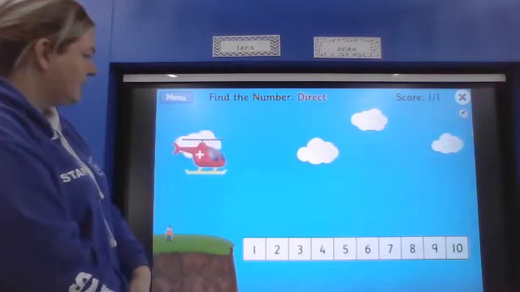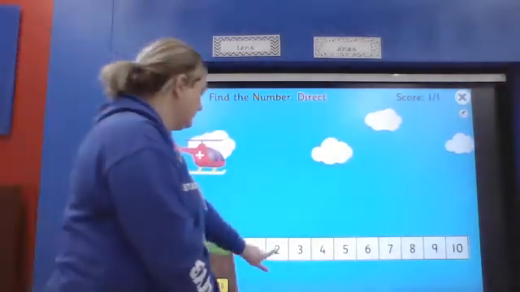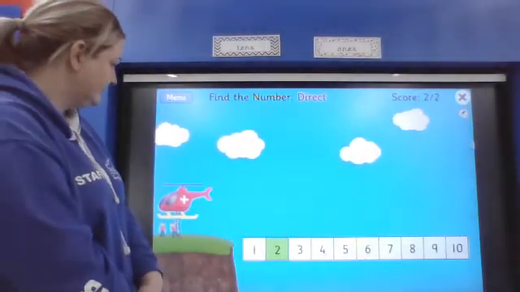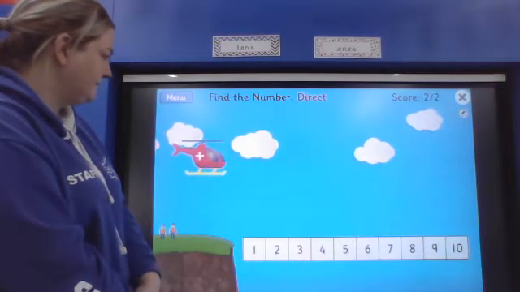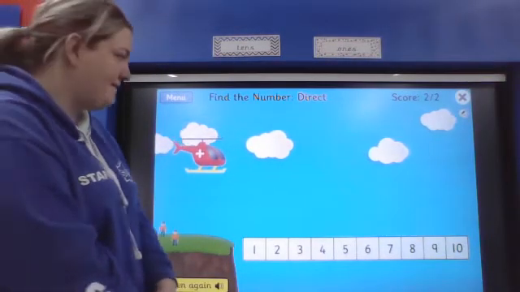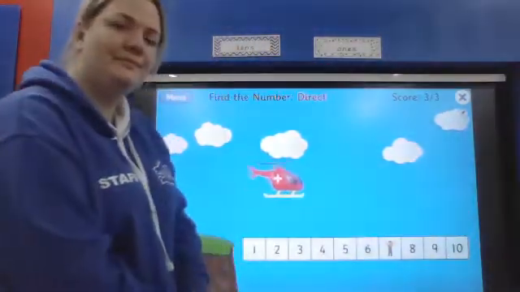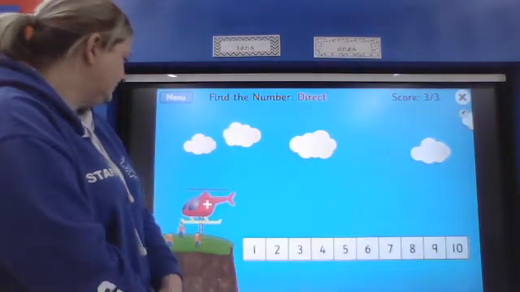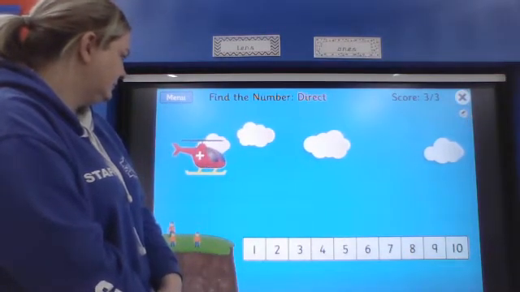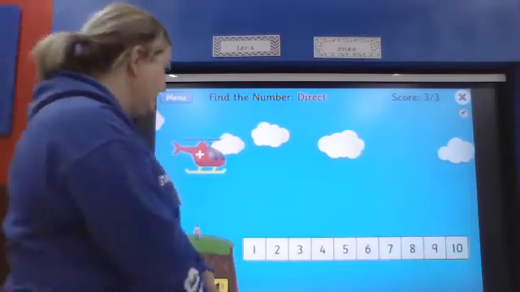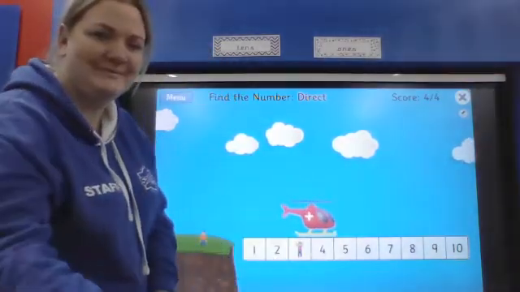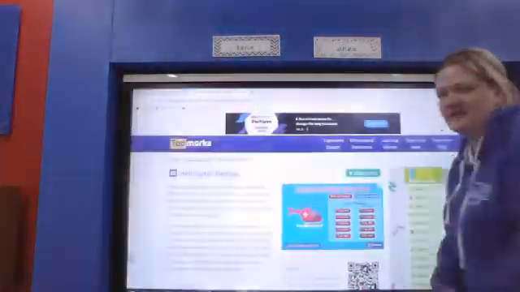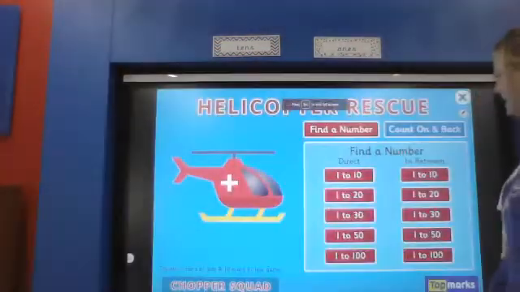Find the number 2. Find the number 7. Find the number 3. Excellent. I think that is super duper easy. So we're going to make it a little bit harder.